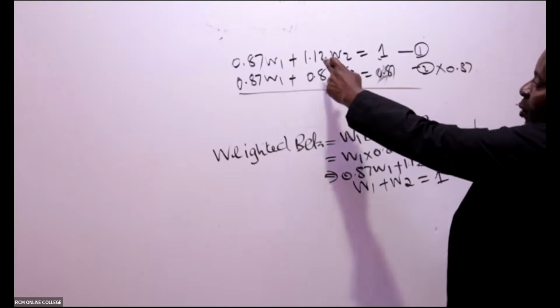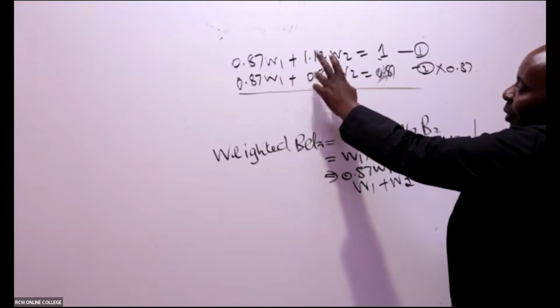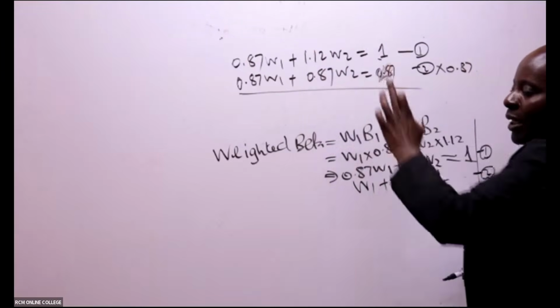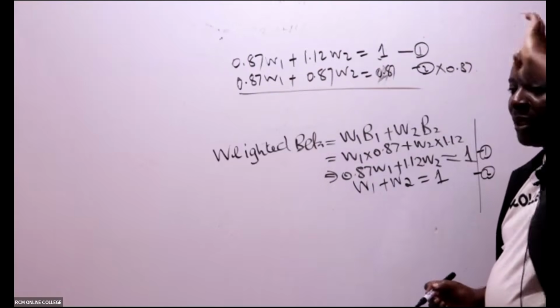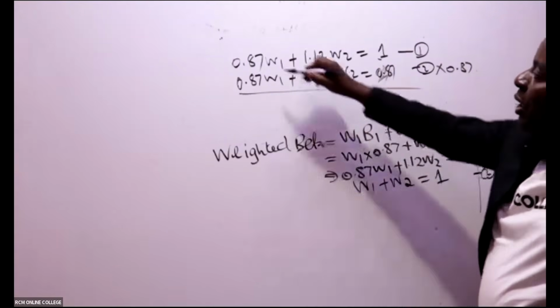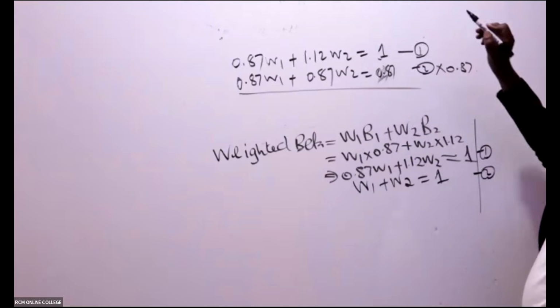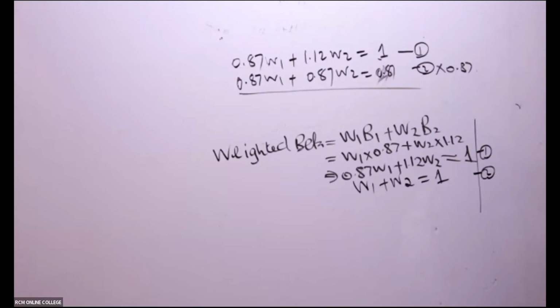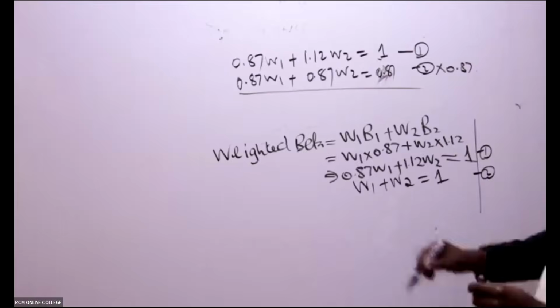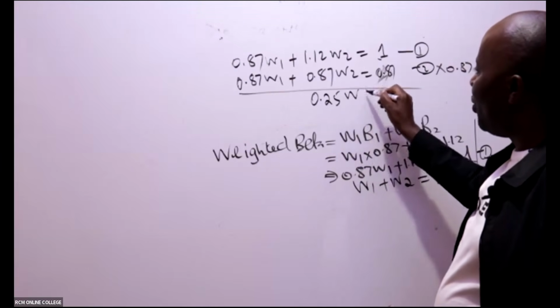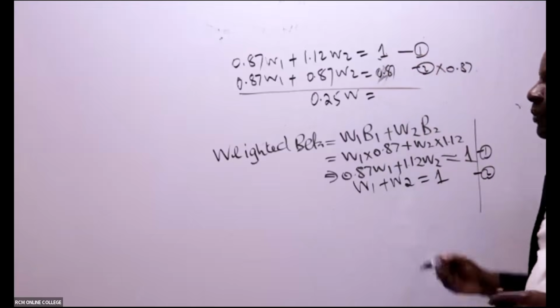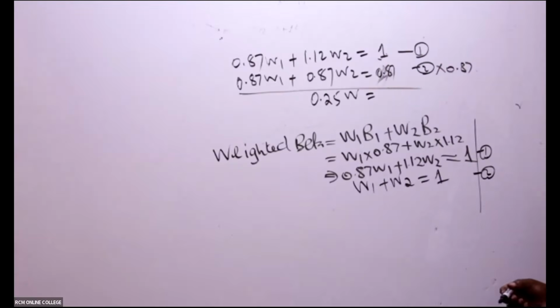You subtract, tell me what is this minus this? Not divide, but minus. Gives me what figure? Of course this minus this disappears. We have eliminated. So it is 0.25 W2 equals 1 minus 0.87.